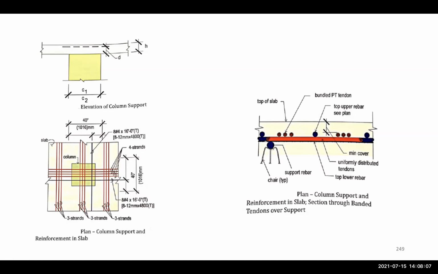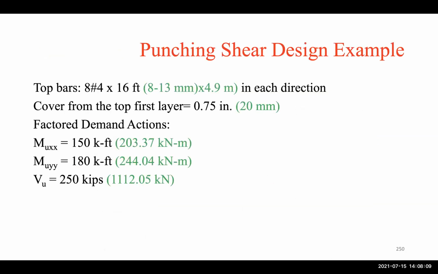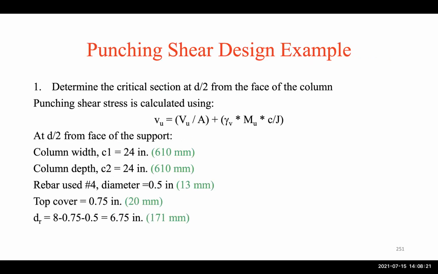And then we have to check that. So here, those are given: the unbalanced moment in both directions, in the x direction and the y direction, and then the ultimate shear is given. Those are from the analysis. Then we have to determine the critical cross section, which is at the distance d/2 from the face of the column. Then we can check the stress.